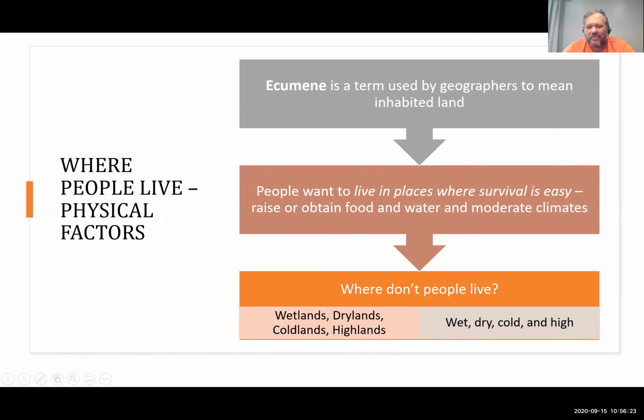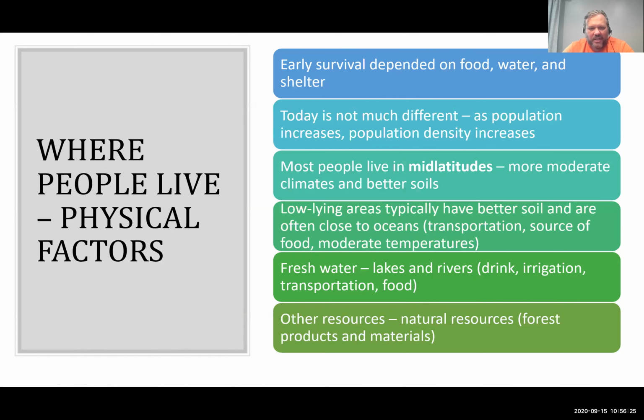So some of the physical factors of where people live. Let's go over these real quick. Obviously, reliable food and water and shelter is going to be the key to figuring out where to live. And so today there's not a whole lot of difference. We generally live in those same places that people established before.